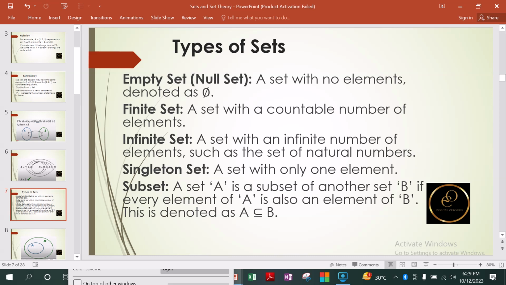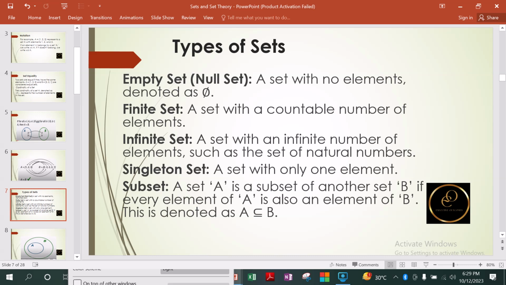We also have an infinite set. That is a set with a number of elements such as natural numbers, where you can continue counting them. It goes to infinity. So we can say that is an infinite set. Then we also have a singleton set. A singleton set refers to a set with only one element. That's what we call a singleton set.